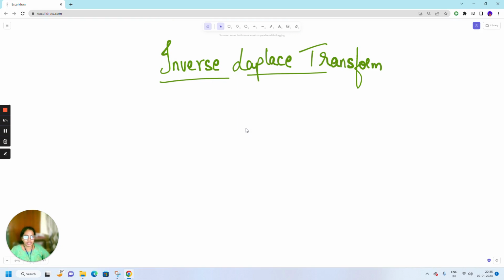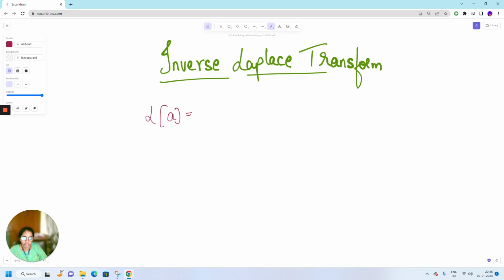Yes, so in this lecture, let me start with inverse Laplace transform. So what is this inverse Laplace transform? Suppose I have Laplace of A. What was Laplace of A? Laplace of A was A divided by S. Now what would happen if this L, this function goes to the RHS? It would become Laplace inverse.